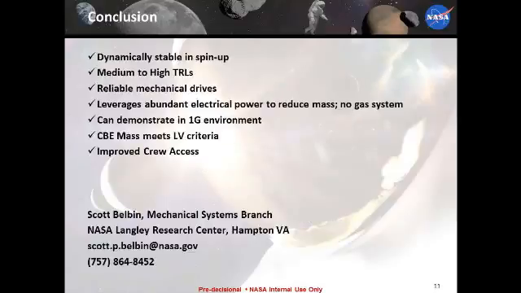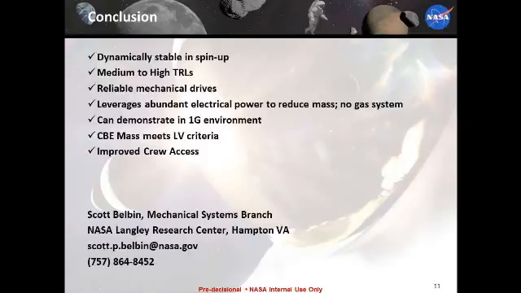Going a little fast here. So anyway, I think we've come up with something that's dynamically stable in spin up, and that's the big point. When we first looked at this, like I said, we were really worried about how we can control an inflatable bag of this size at up to 2 RPM spin. I believe it's going to be a little difficult to keep that stable.